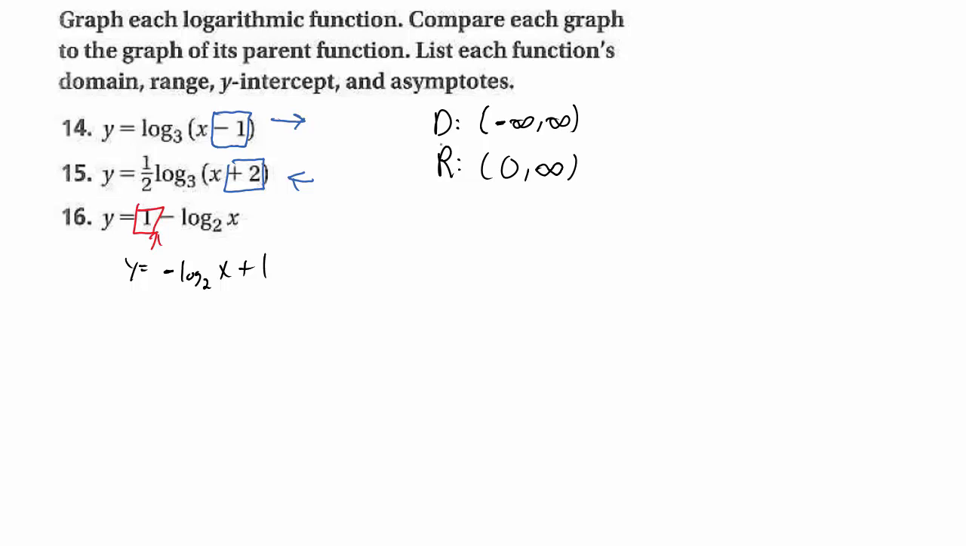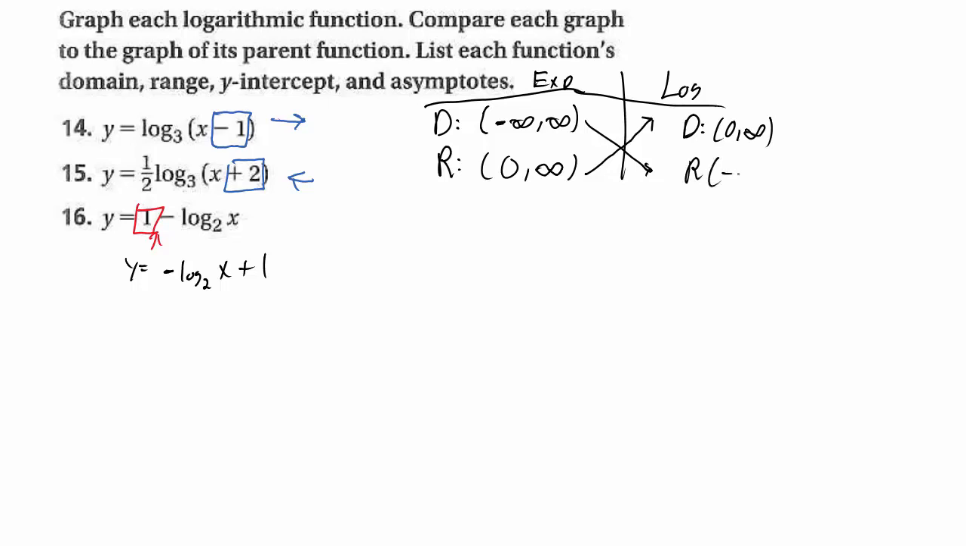I'm sorry, I got that backwards. So this is for exponential functions, okay? The domain is negative infinity to infinity, the range is this. But for logarithmic functions, it's swapped, okay? Because they're inverse functions. So for most logs, the domain will be 0 to infinity, and the range will be all real numbers because they are inverse functions.